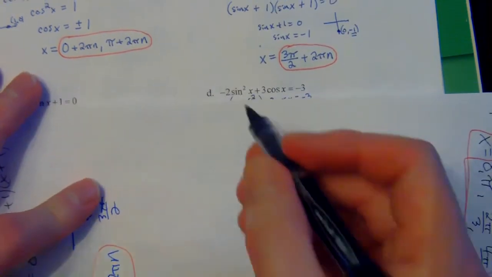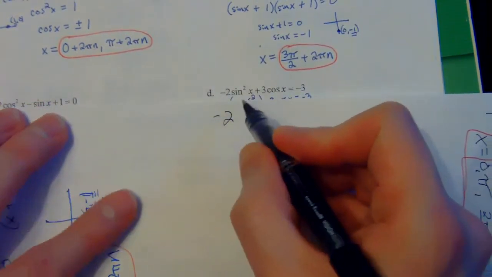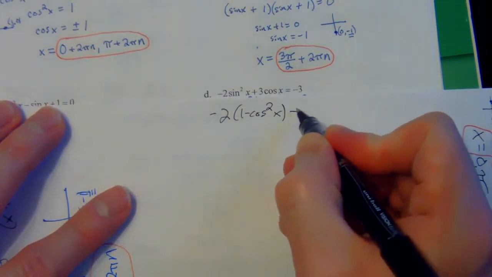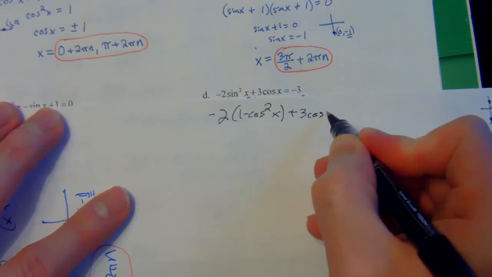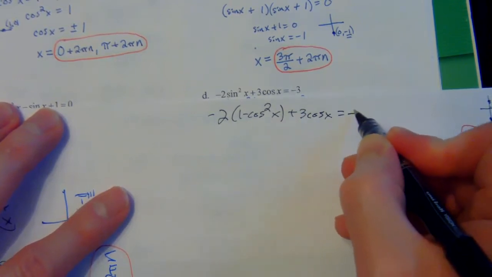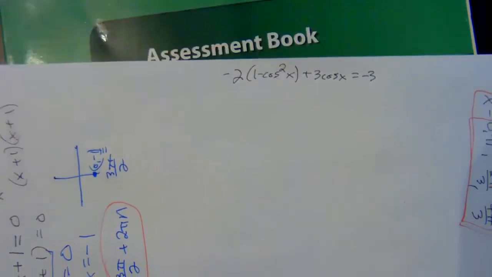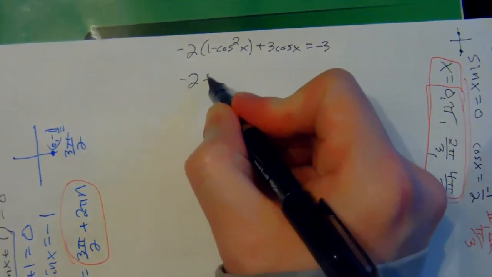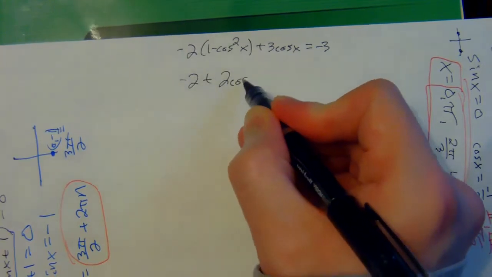So the -2 is there, and I'm going to replace the sine squared with the 1 minus cosine squared. That plus 3 cosine of x carries down, and then that equals -3 is going to also carry down. And then I'm going to distribute the -2. Negative times negative is going to give me a positive here.